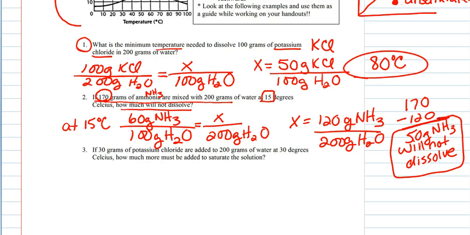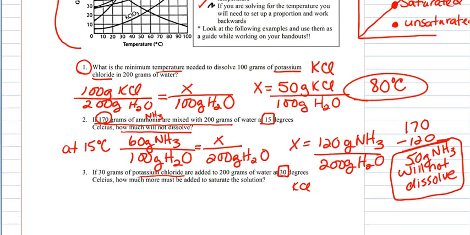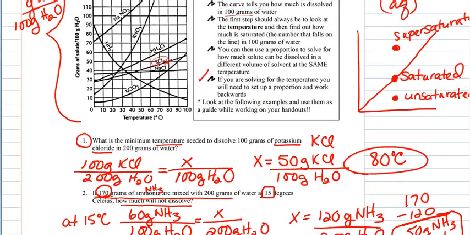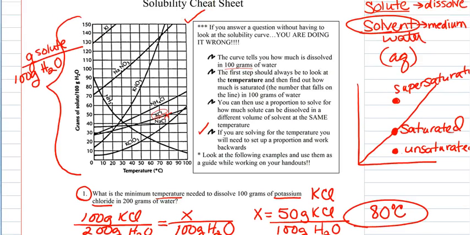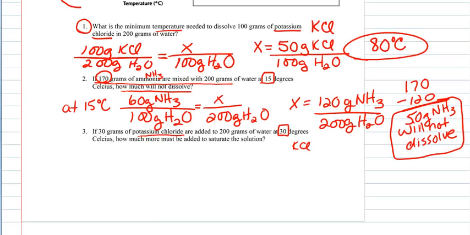All right, last question. If 30 grams of potassium chloride are added to 200 grams of water at 30 degrees, temperature, red flag, we're going to look at our graph first, and we're going to find out for potassium chloride, so we're looking again at KCl, how much is saturated at 30 degrees Celsius. So KCl, where are we at? At 30. We'll say about 35. Keep it easy. So 35 grams of potassium chloride is saturated in 100 grams of water.